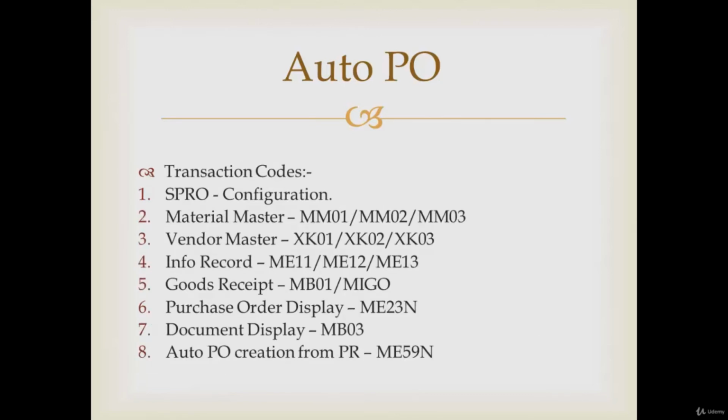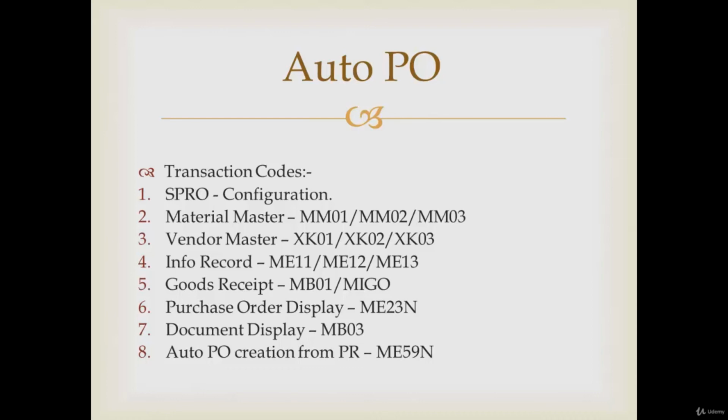These are the transaction codes which we are going to use in this particular course video. SPRO is for configuration; material master and vendor master I have already explained. Info record is ME11, ME12, ME13. Goods receipt is MB01 and MIGO. For displaying the purchase order it is ME23N, and for displaying the document it is MB03.